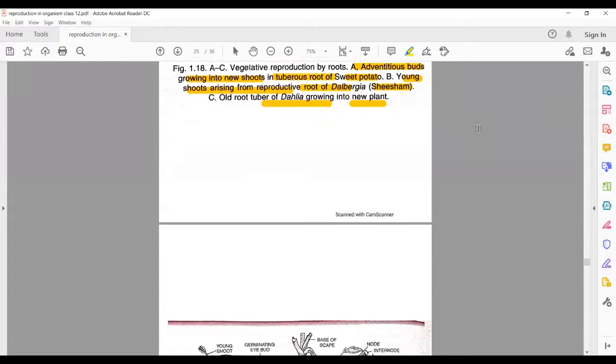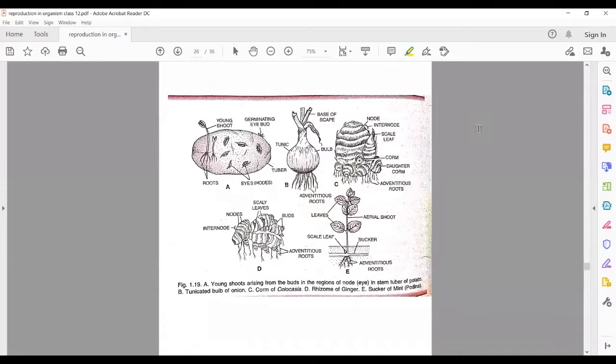So let's try to understand some new category examples. See, can you see the potato over here? Those buds seen over here are actually at nodal regions, and are normally called germinating eye buds. These are only responsible for giving rise to young shoots. Understood? Second is the onion, which you can see over here. Second is the tunicated bulb of the onion. If you keep this onion in contact with water, it will start developing adventitious roots, and green parts will start developing on the upper side.